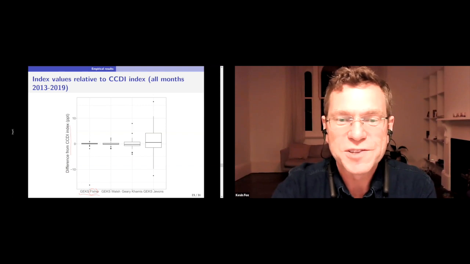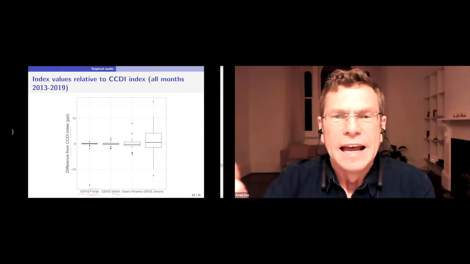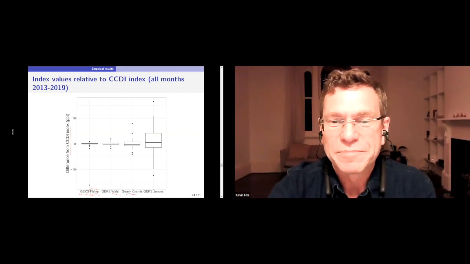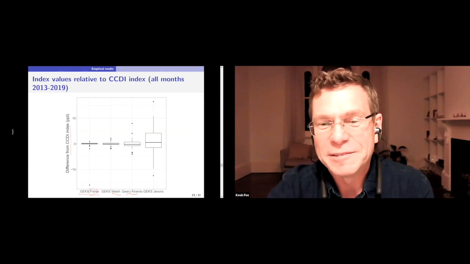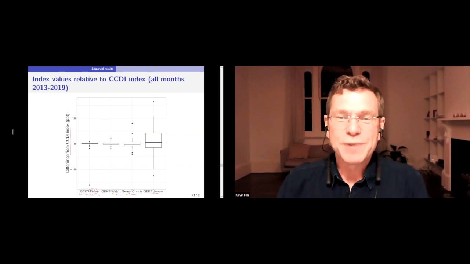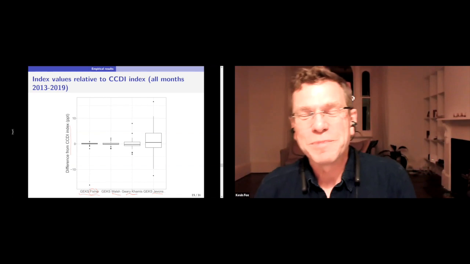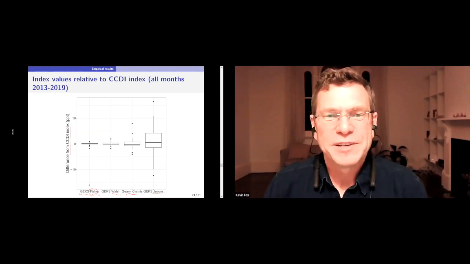Similarly, GEKS-Walsh, it's just we use the Walsh index rather than Fisher or Törnqvist. And then Geary-Khamis, and we also look at a GEKS transformation of an unweighted elementary index, the Jevons index, which we haven't mentioned yet and probably won't mention again in this talk, but it is in our paper. Okay, so what do we make of this?